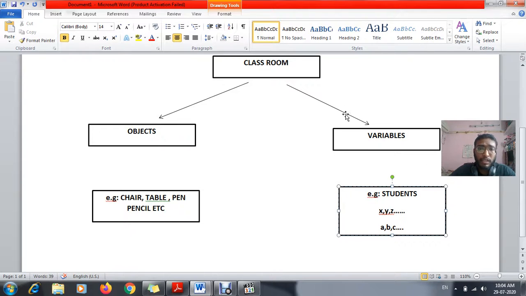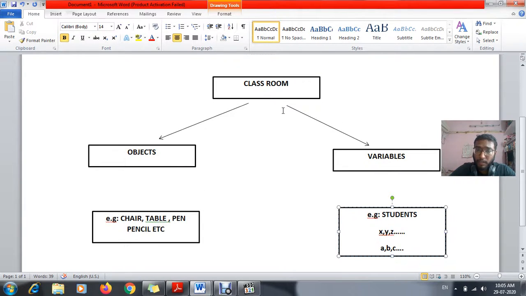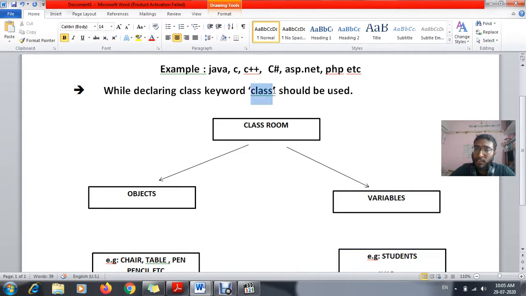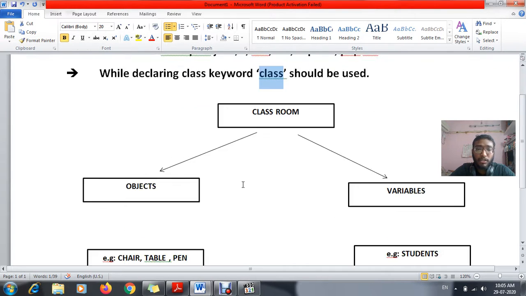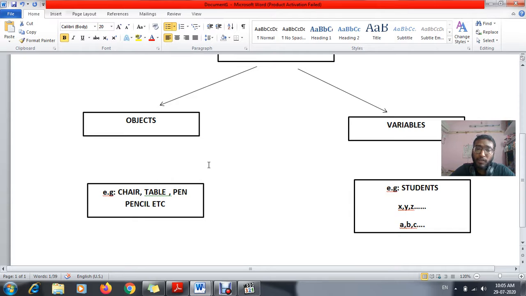I hope you understood this concept, that is your class concept, objects and variables. That means while declaring a class, always the class keyword should be written, and in that particular class we will be having the objects and variables. Objects means your chair, table, pen, pencil. These are your examples of objects, and variables means you students.